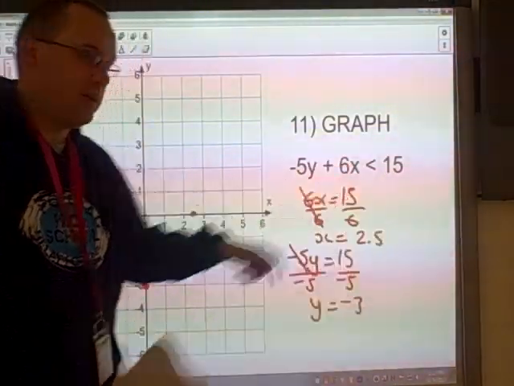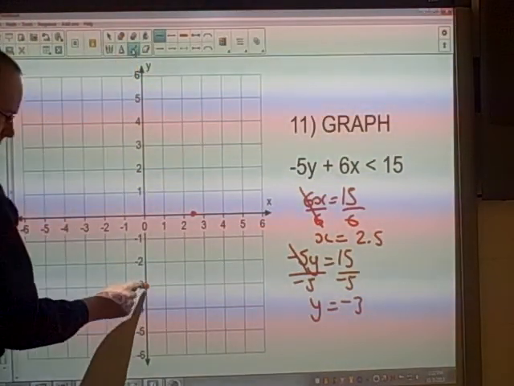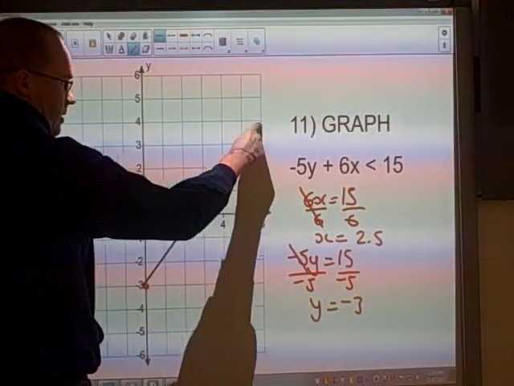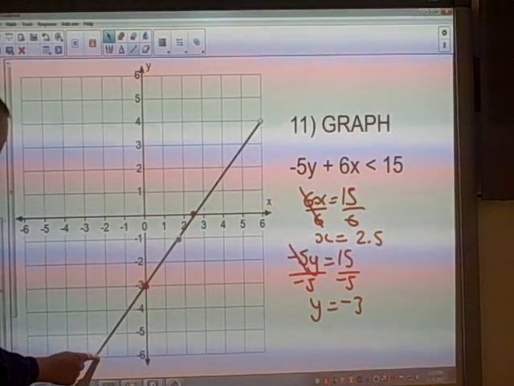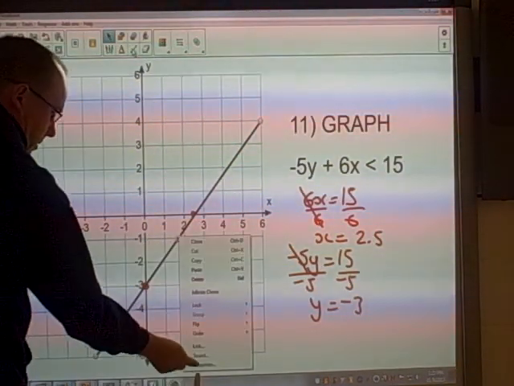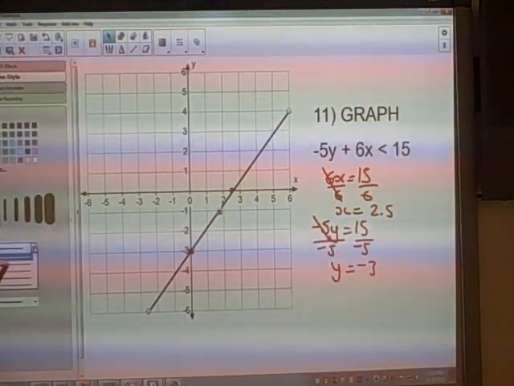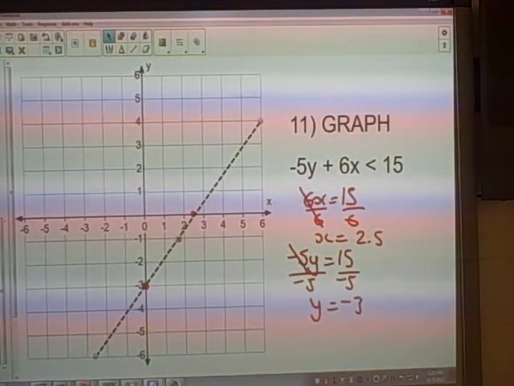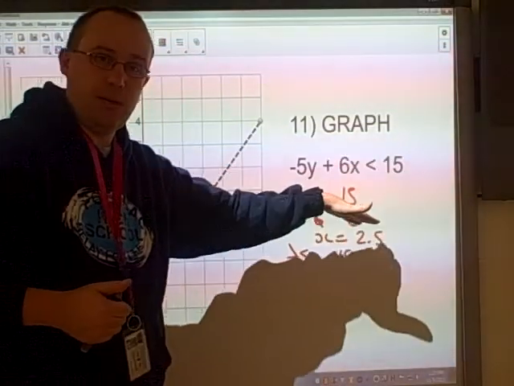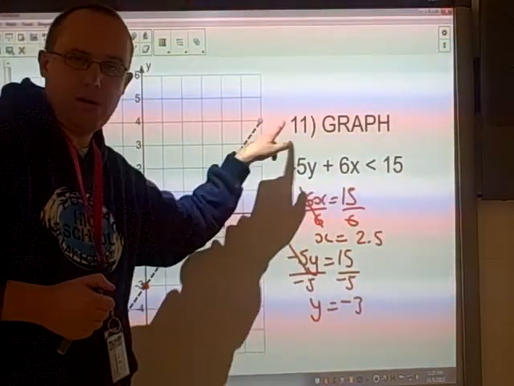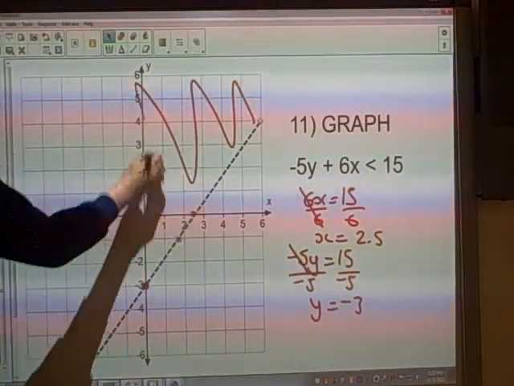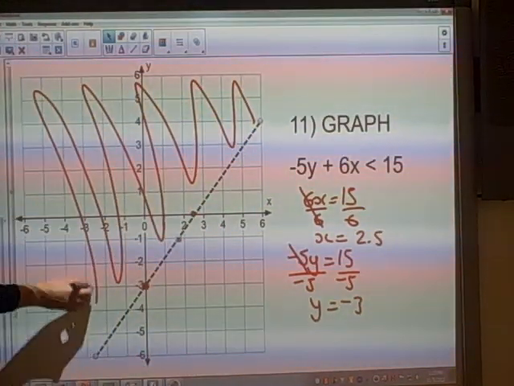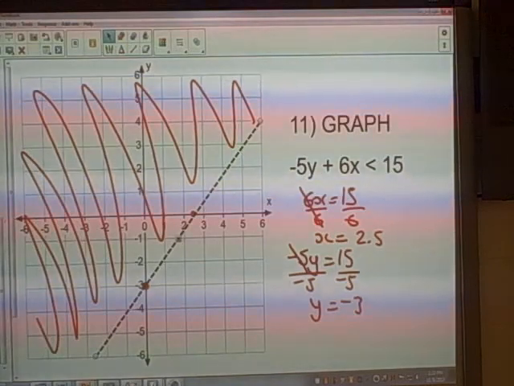Also for this one, no equal sign, so this should be a dotted line. So I'm going to draw a solid line first, and then I'll change that to make sure that I have a dotted line. Less than suggests we're going to shade below the line, but notice we have a negative number of y's here, so that tells us we're going to do the opposite. So actually we're going to shade above this line, so everything on this part of the graph here.